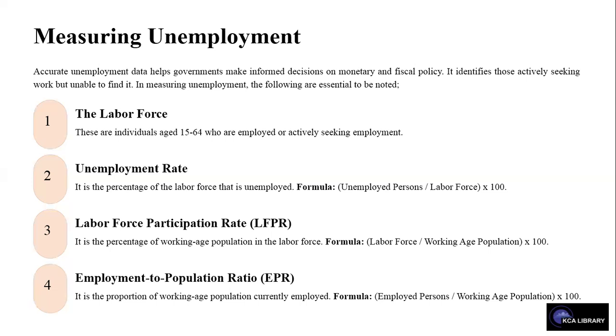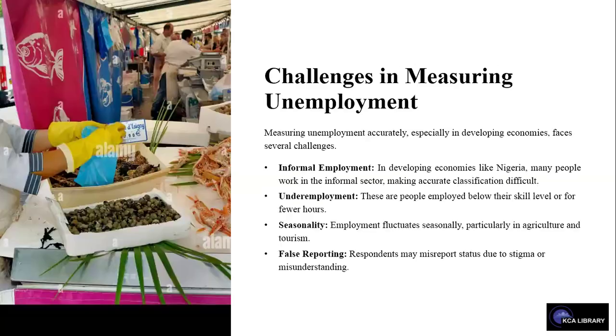And the labor force participation rate is the percentage of the working age population in the labor force. The formula is labor force divided by working age population multiplied by 100. And then the employment to population ratio. This is the proportion of the working age population currently employed. The formula is employed persons divided by working age population multiplied by 100.